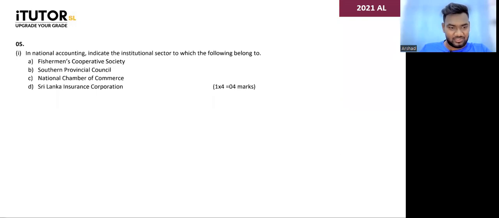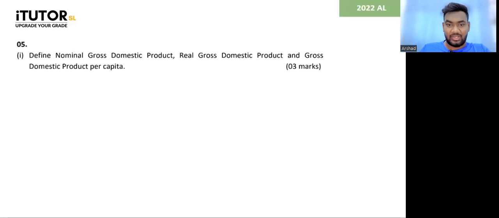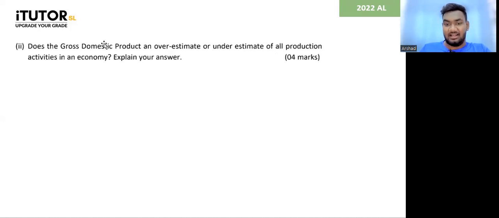Let me just show you the latest paper. Okay, the 2022 paper, here they ask you to define nominal GDP, real GDP, and GDP per capita, 3 marks. Is GDP an overestimate or an underestimate of all the production activities? Can you see? Same question that we discussed before. They have changed it and asked. Remember, I told you there are a lot of activities that are not included in GDP. Therefore, GDP gets underestimated. See, same question, they've reworded it.